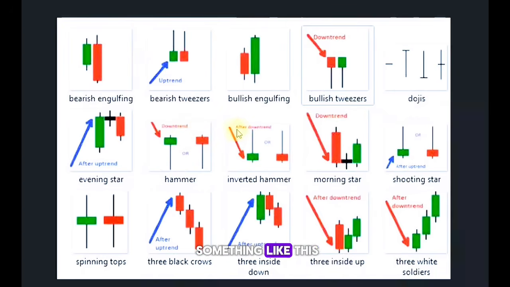Then when we have something like this, it is an inverted hammer. Also in a downtrend, it's still telling you the same story, that the market is about to reverse to continue going up.